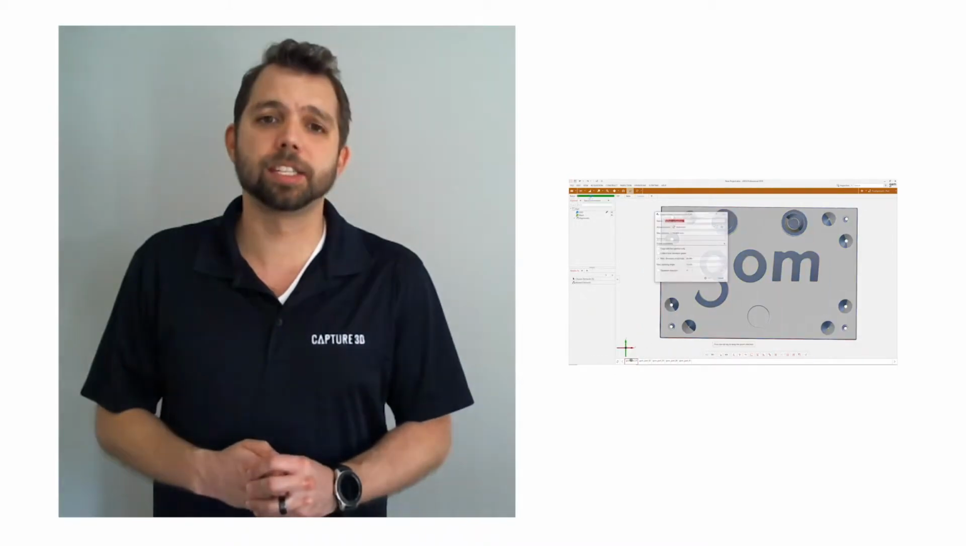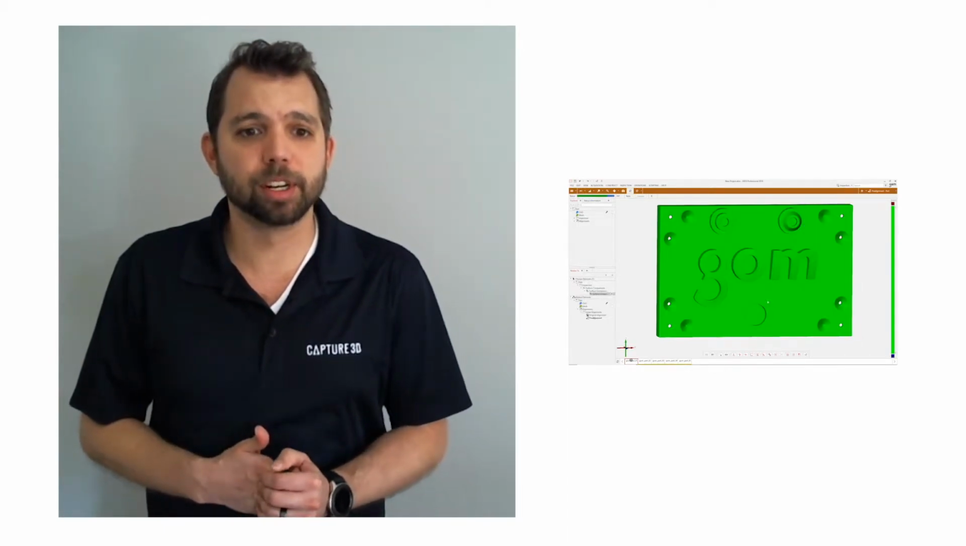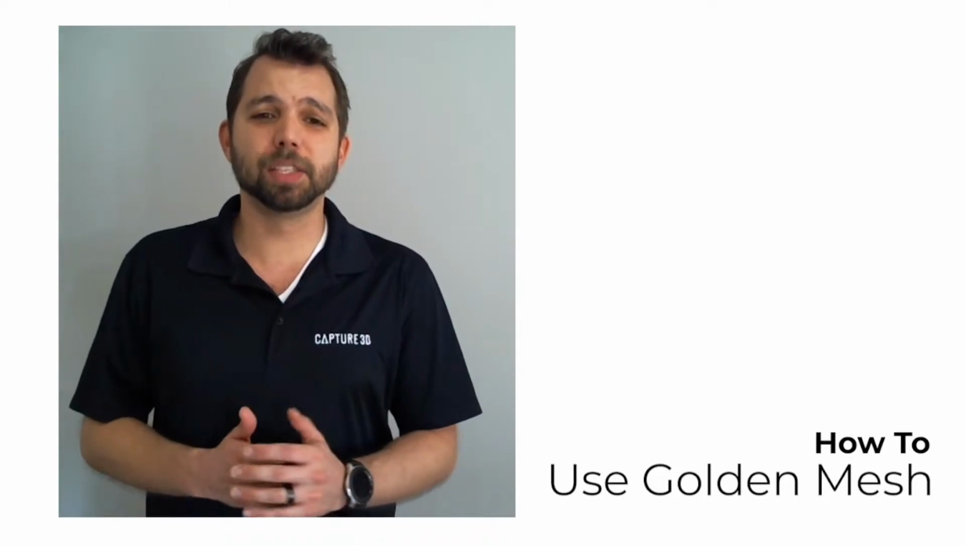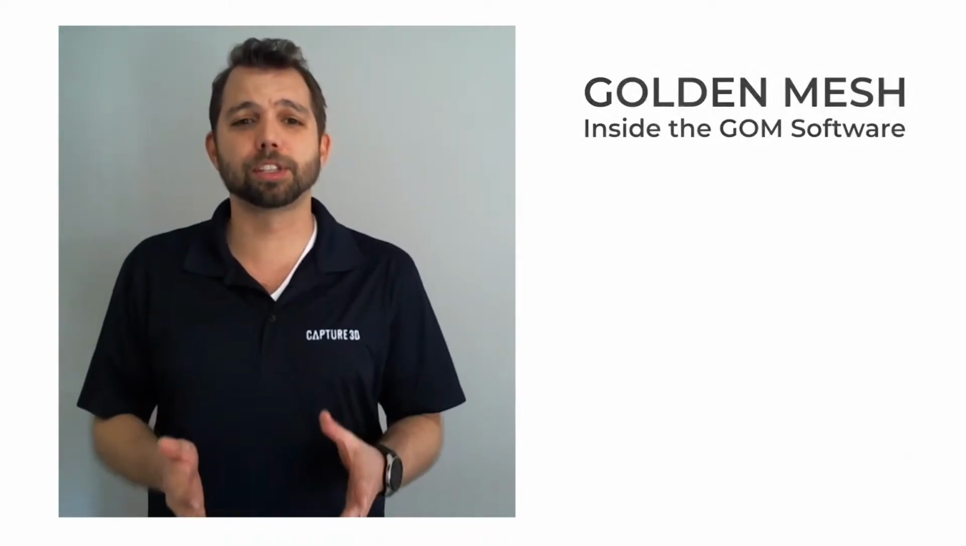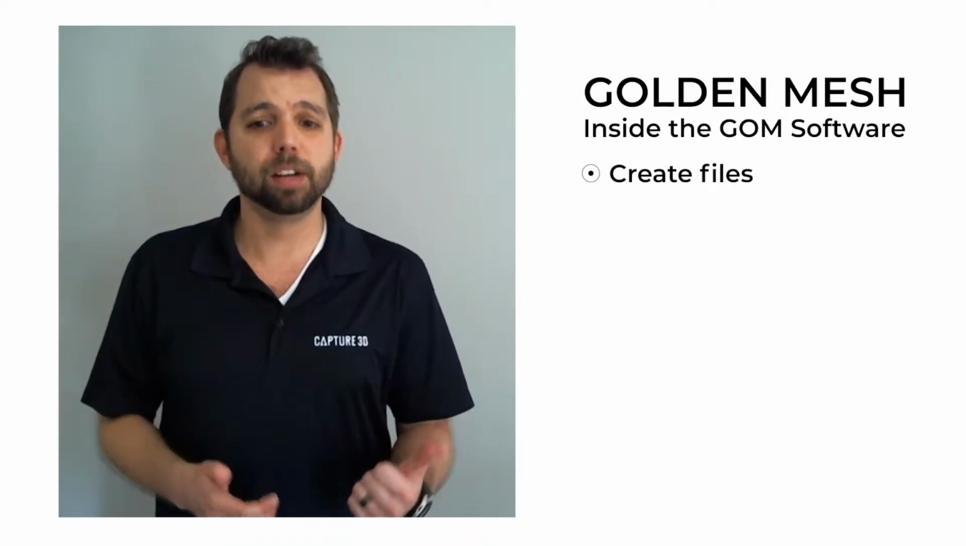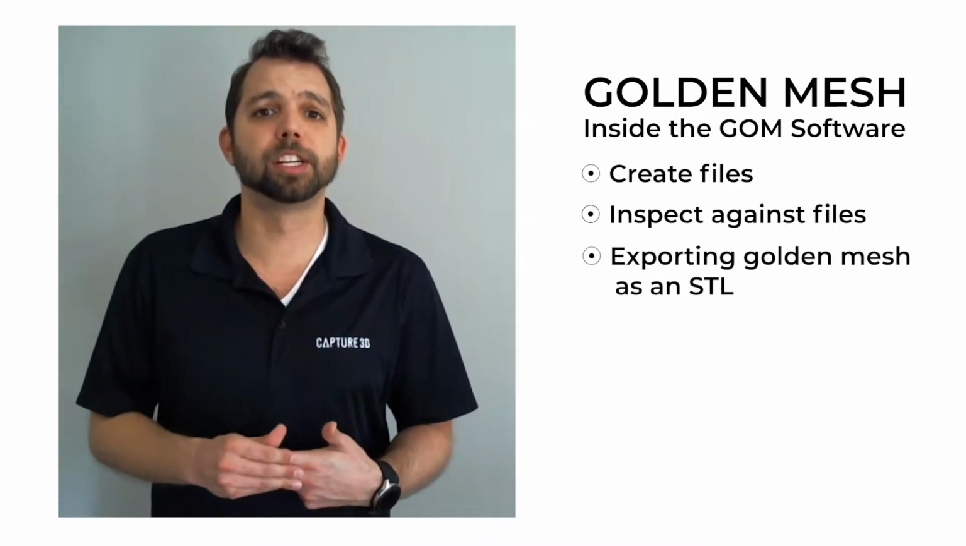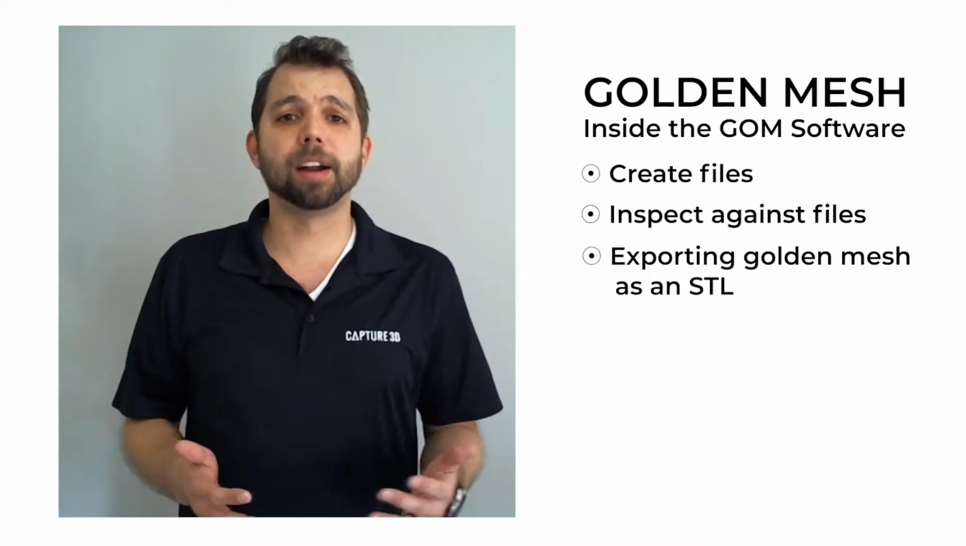Well, luckily for us, inside of ATOS, we do have an option, and we call it a golden mesh. And it's as easy as a click of a button. And in this video, I'm going to show you exactly how to use this golden mesh to create the file, to inspect against the file, and how to export out your golden mesh as a STL. So how about it? Let's get started.